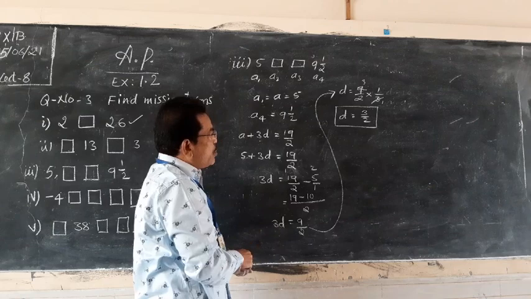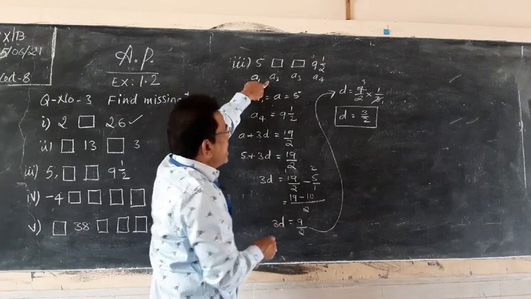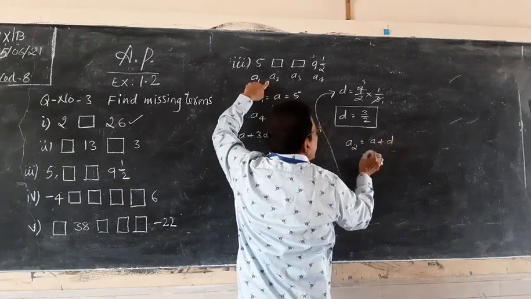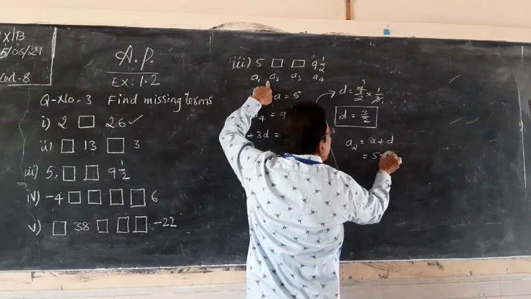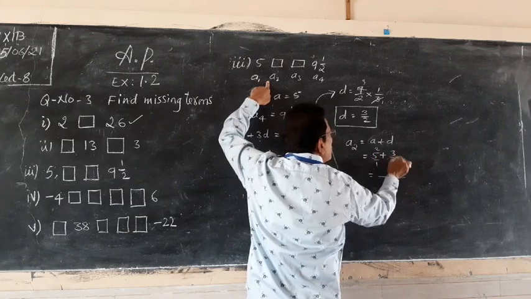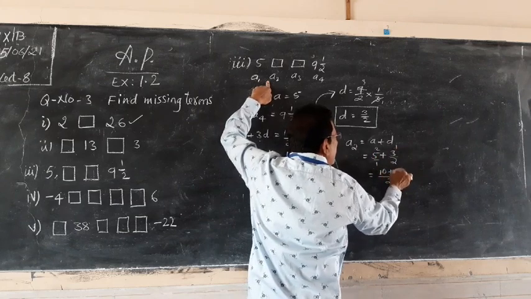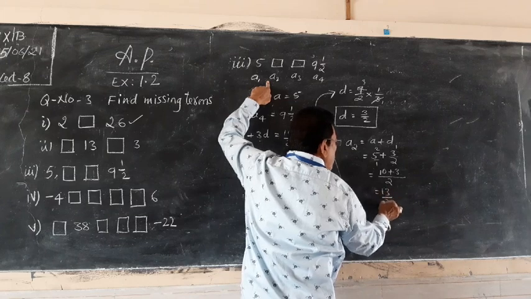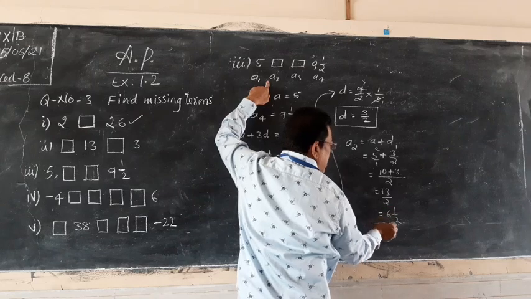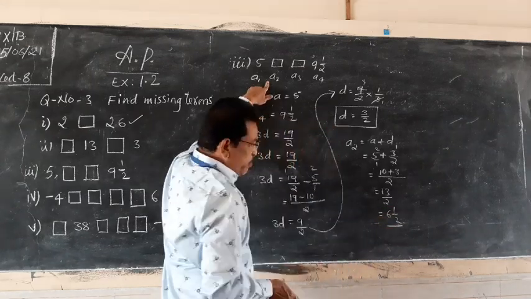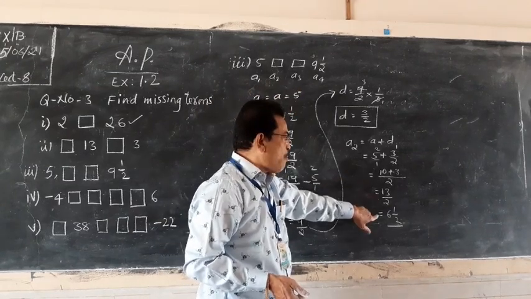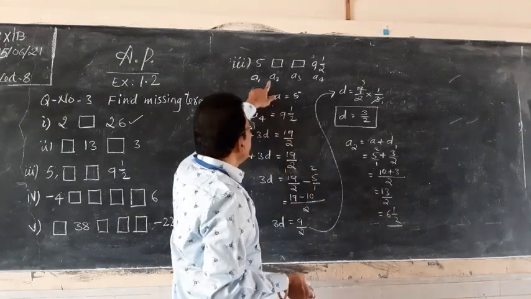Okay. Next, d equals 3 by 2. We need second term, a2. Write the meaning of a2. a plus d. a how much? 5 plus d, 3 by 2. LCM 2. 1 twos are 2, 1 fives are 5, 2 fives are 10, plus 3, 13 by 2, which means 6 integer 1 by 2. 6 twos are 12, 12 plus 1 are 13. 13 by 2, which you can keep as it is, but we have to simplify if possible. That is 6 integer 1 by 2 is the second term.